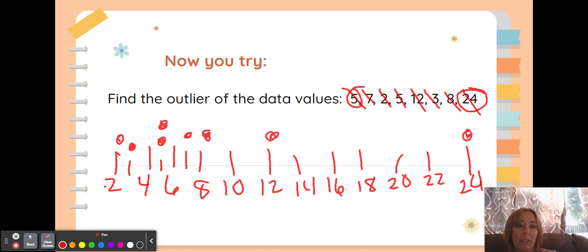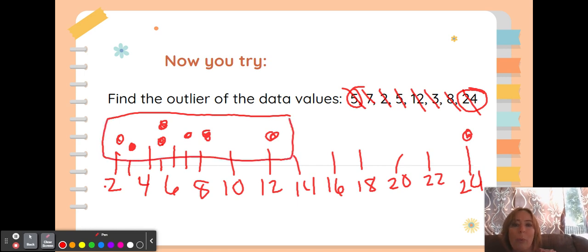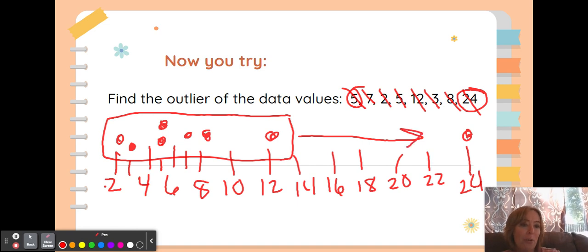Now, sometimes the outlier is very obvious when you look at the numbers. Other times the dot plot helps because I can clearly see that these are all what we call clustered together, and there's a big gap between those and 24. So 24 is our outlier.